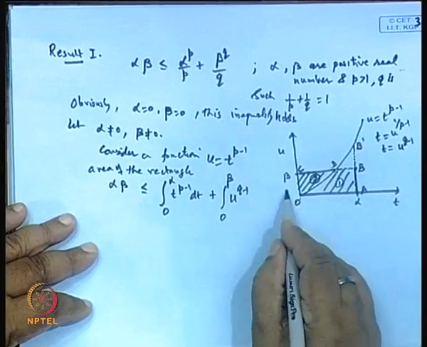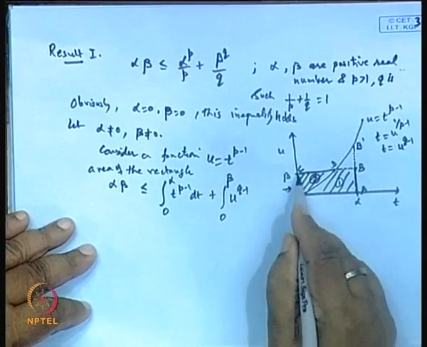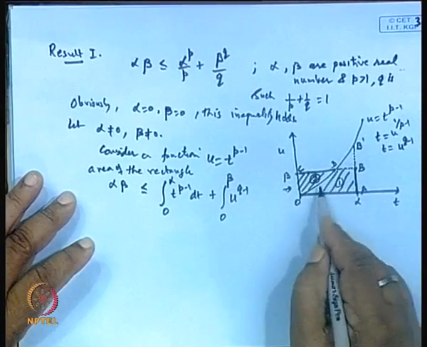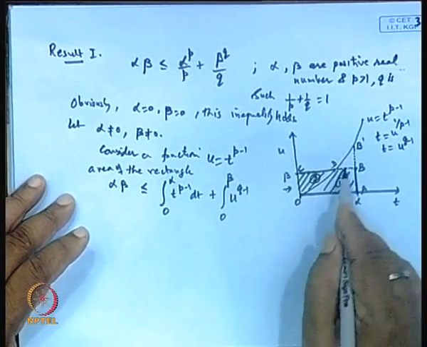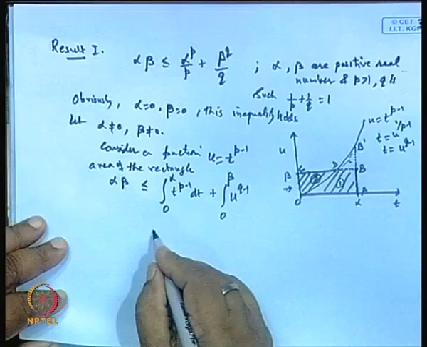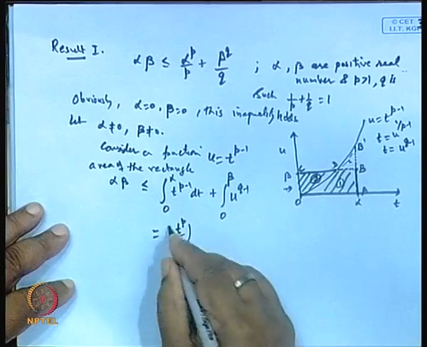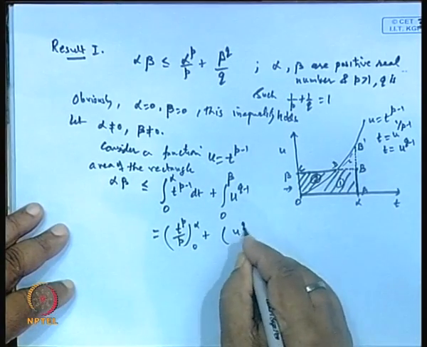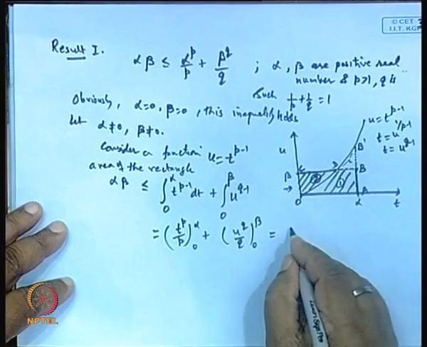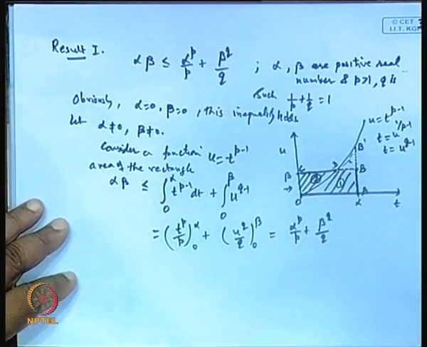So this is the curve if I look along this direction. So this curve will be u to the power q minus 1, and it varies from 0 to beta. So area 1 plus area 2 is greater than or equal to this portion, basically, as this portion is extra. Now it's simple integration, and when you integrate and substitute the value, you get t to the power p by p under the limit 0 to alpha plus u to the power q by q under the limit 0 to beta, and that gives you alpha to the power p by p plus beta to the power q by q.